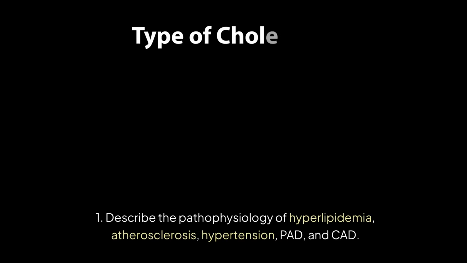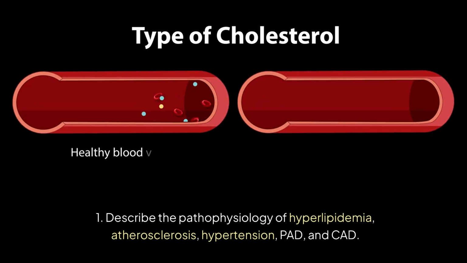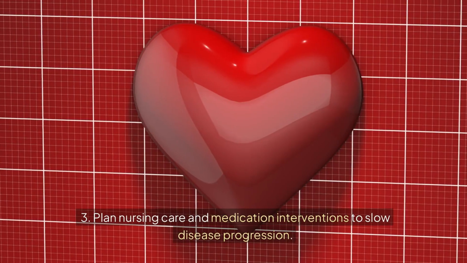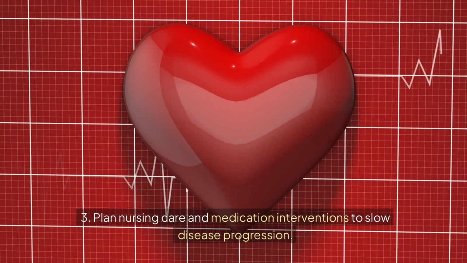1. Describe the pathophysiology of hyperlipidemia, atherosclerosis, hypertension, PAD, and CAD. 2. Identify connections between these conditions. 3. Plan nursing care and medication interventions to slow disease progression.